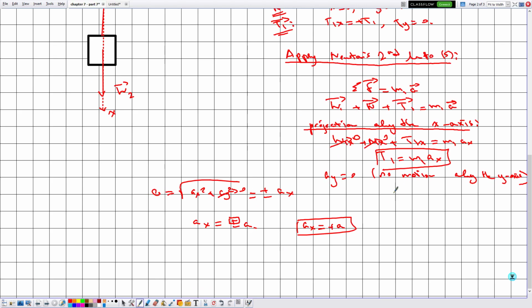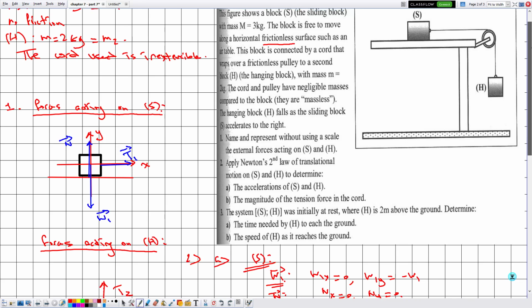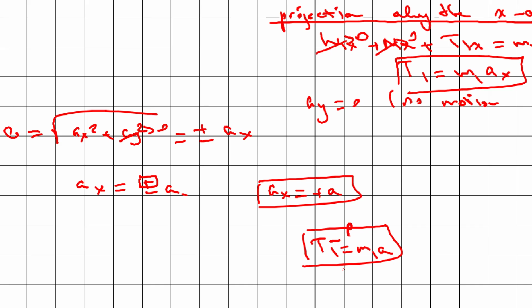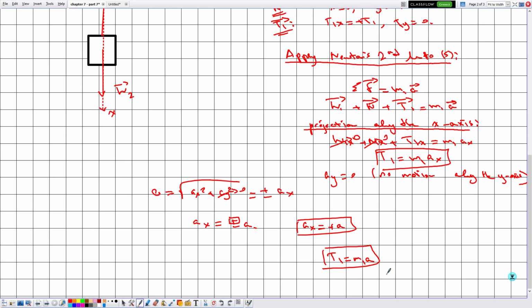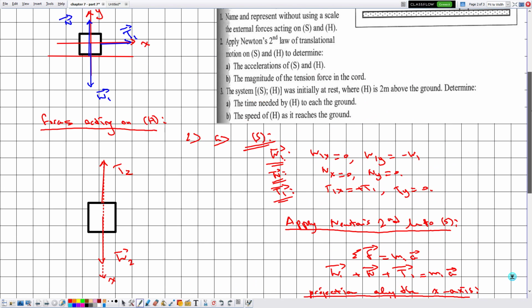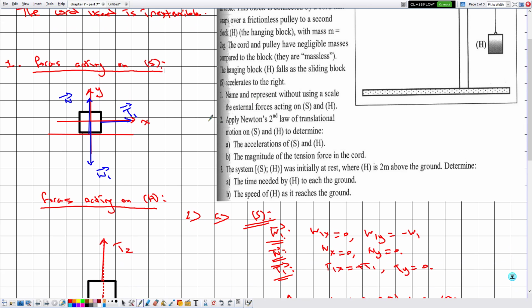So this equation is given by T1 is equal to m1a. And this is reasonable. Why? Because only the acceleration along this sliding block is due to the tension, and no other force exists. If friction existed, we would have another term given by minus f. So now we have applied Newton's second law to S. Here the expression of T1 in terms of the acceleration is given by m1a.